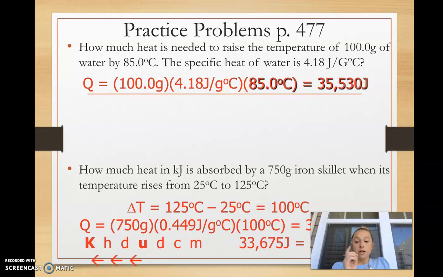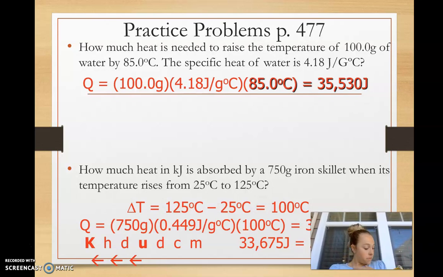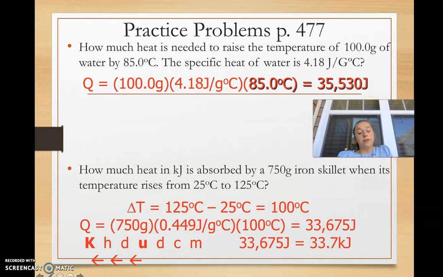And our specific heat is going to be the same as the first problem because it's iron, and if you look at page 476, it shows you that the specific heat of iron is 0.449. So you multiply all those across and you get 33,675 joules. Now we have that answer, but we want the answer in kilojoules. So what we do is divide by 1,000 and you'll get 33.7 kilojoules.